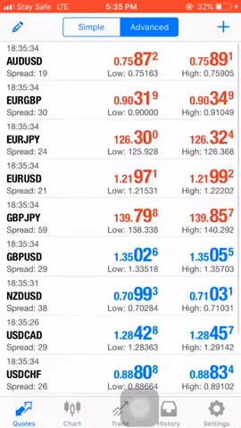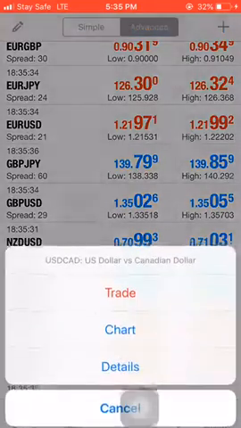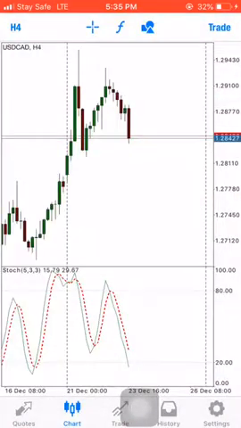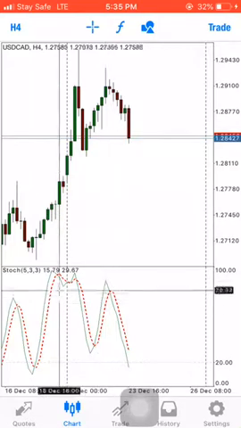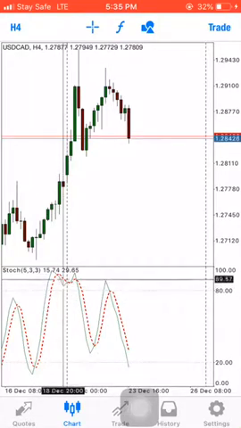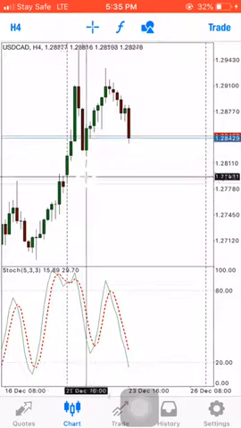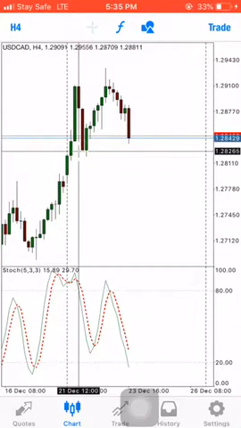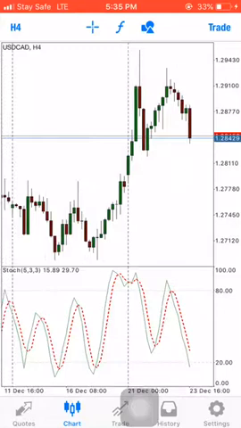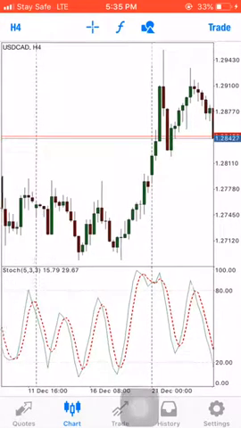Very easy to use. You can find it in all pairs. Just crossover. You can see this. You could have sold here, which is this point, and then closed when this happened, which is this point. So always make sure you wait for those overbought and oversold conditions.